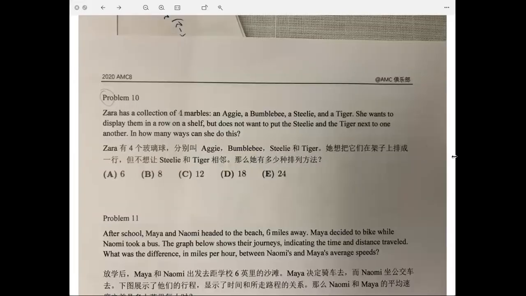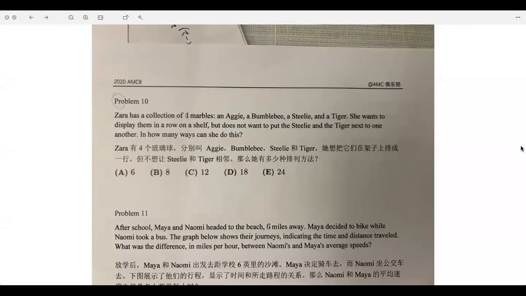Okay, this question. Do you remember? After you read this question, I have 4 marbles, 4 balls. Okay, I have 4 marbles, but do you remember we did this question?